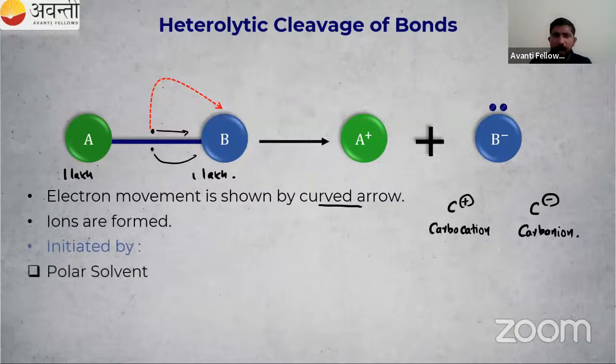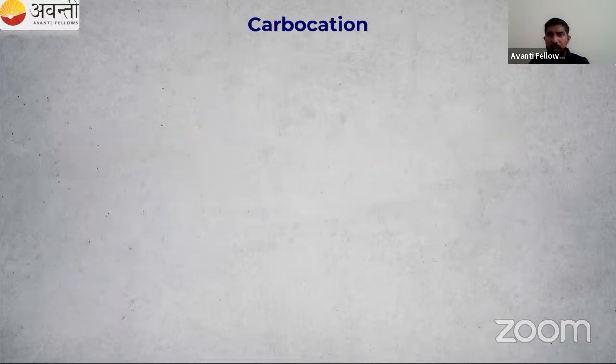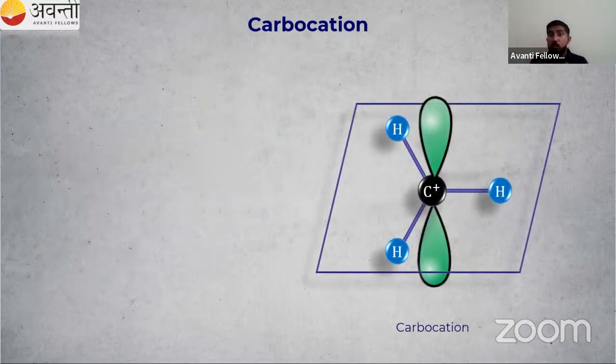So we have studied how this heterolytic cleavage takes place, and how the carbocation and carbanion are formed. Now we should study the carbocation. Look here: in a carbocation, a positive charge is present on our carbon. How many atoms are attached to this carbon? One hydrogen, second hydrogen, third hydrogen.